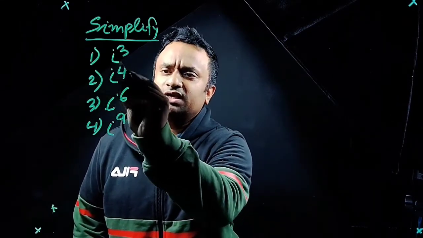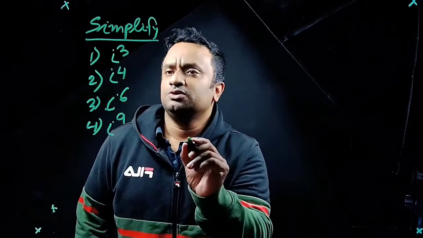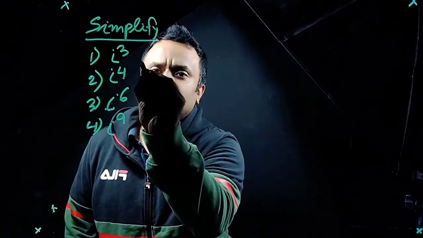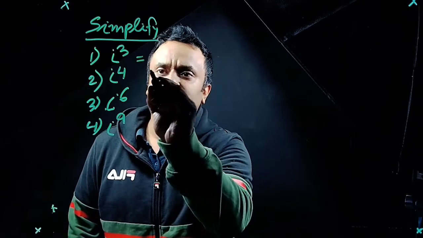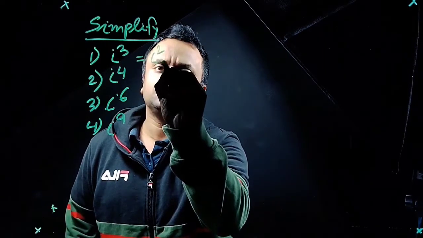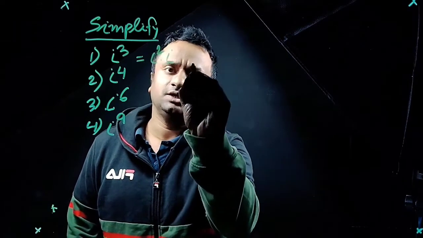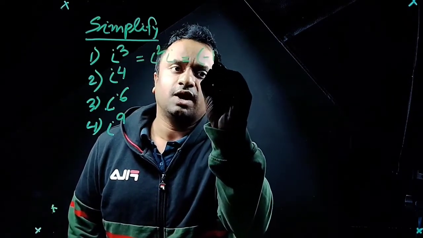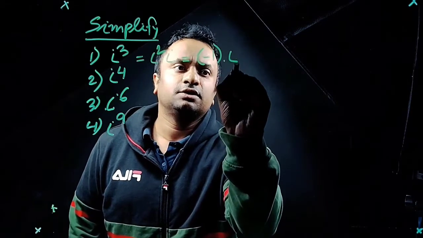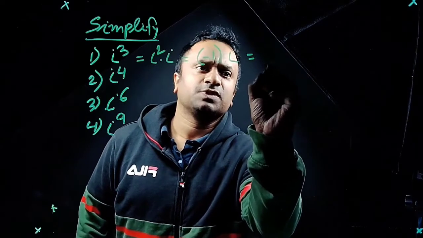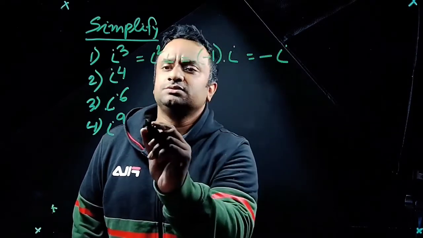The number one is i cubed. Now the target is to split it in terms of i squared. I'll solve one for you and you will understand. So i cubed can be split as i squared multiplied by i. Now we know that i squared equals minus 1 and one i is still left. So it makes minus i.